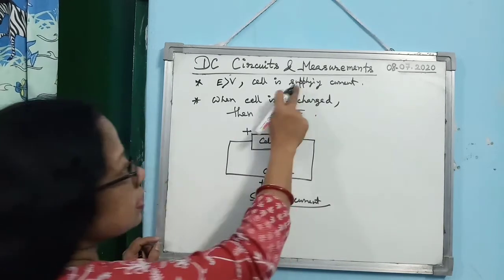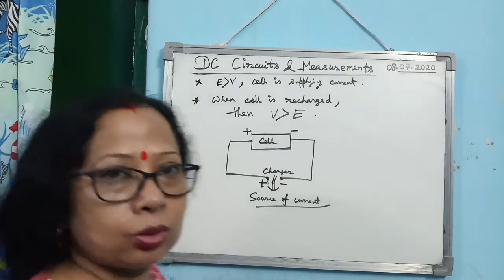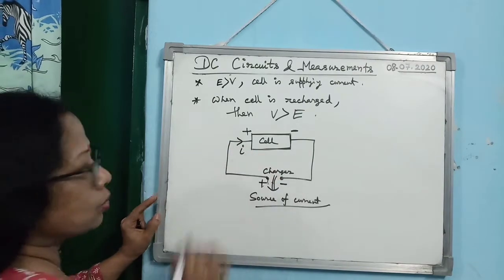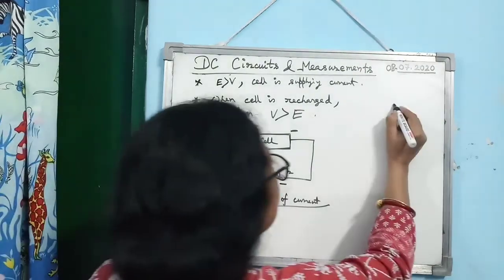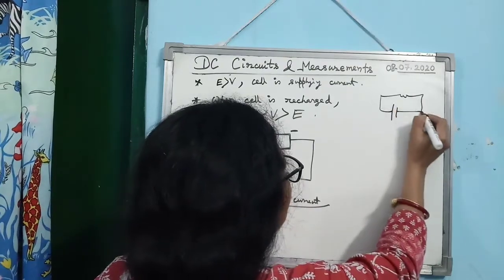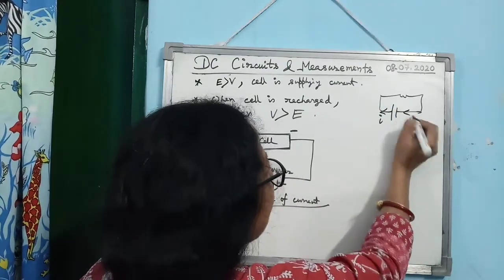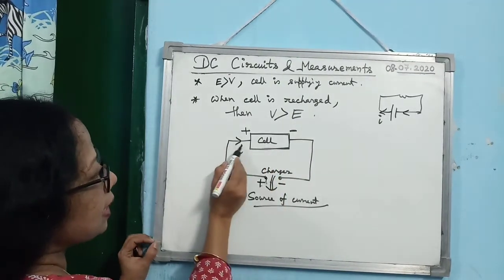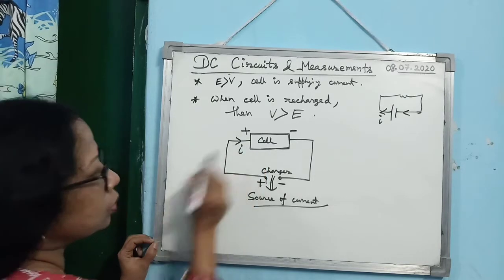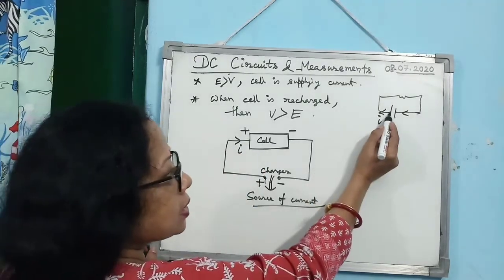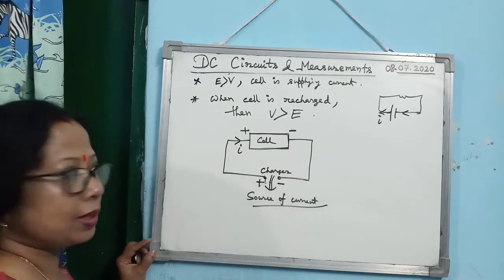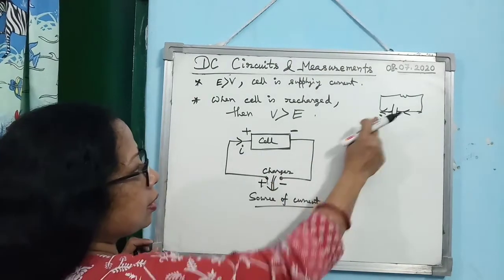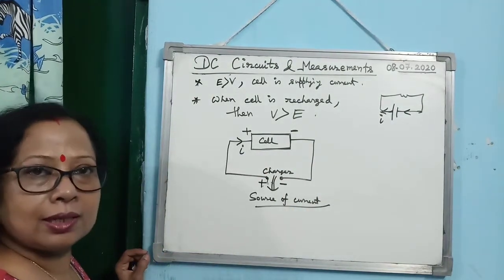In this case, the cell is not giving current. You are sending current through the cell, through the charger. So you see, when the current is entering in this direction, when we considered that the cell is giving the current, what was the direction of the current? From the positive terminal to the negative terminal, isn't it? But in this case, current is entering into the cell through the positive terminal. Here, in the earlier case, current is coming out from the cell through the positive terminal. And in this case, current is entering through the positive terminal. So look at these two directions. They are opposite to each other, isn't it?